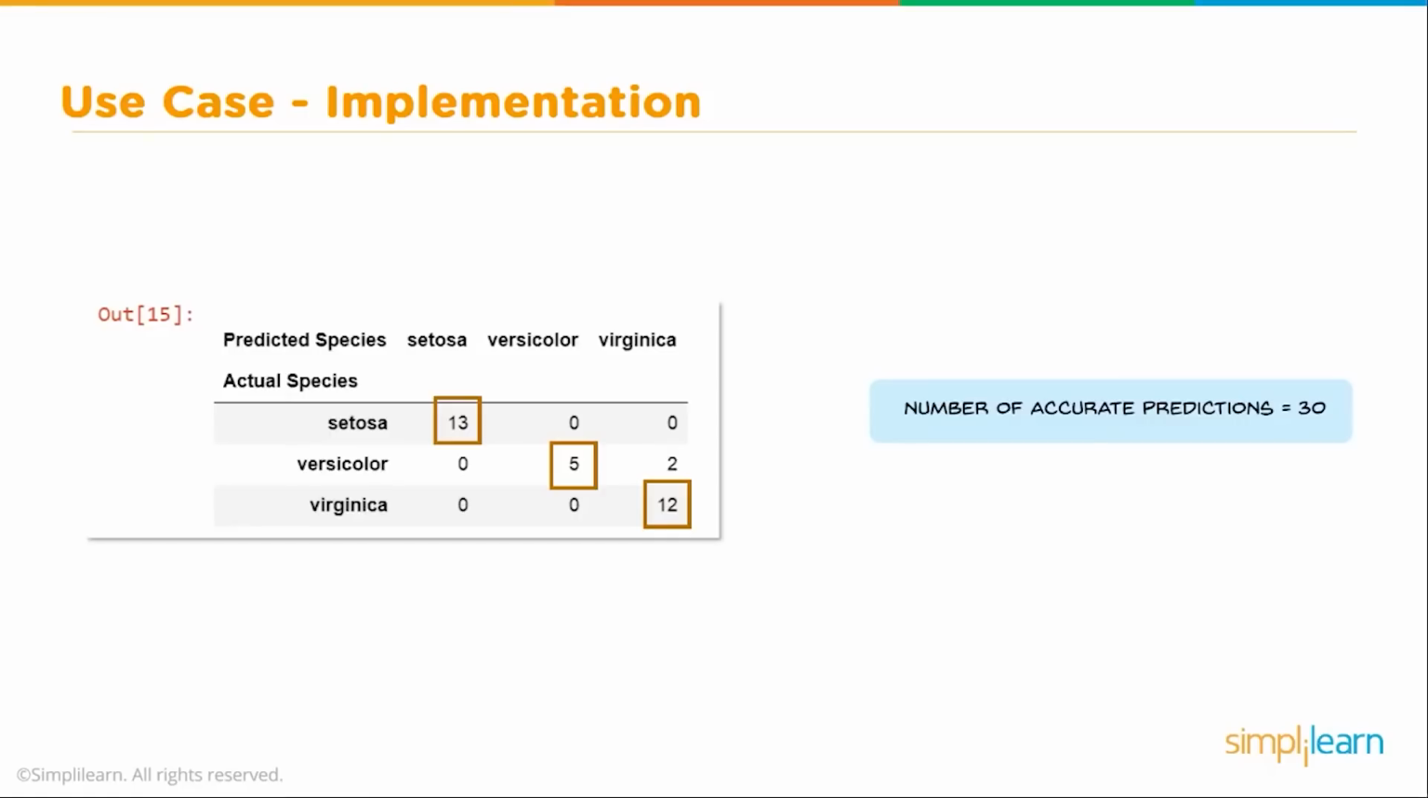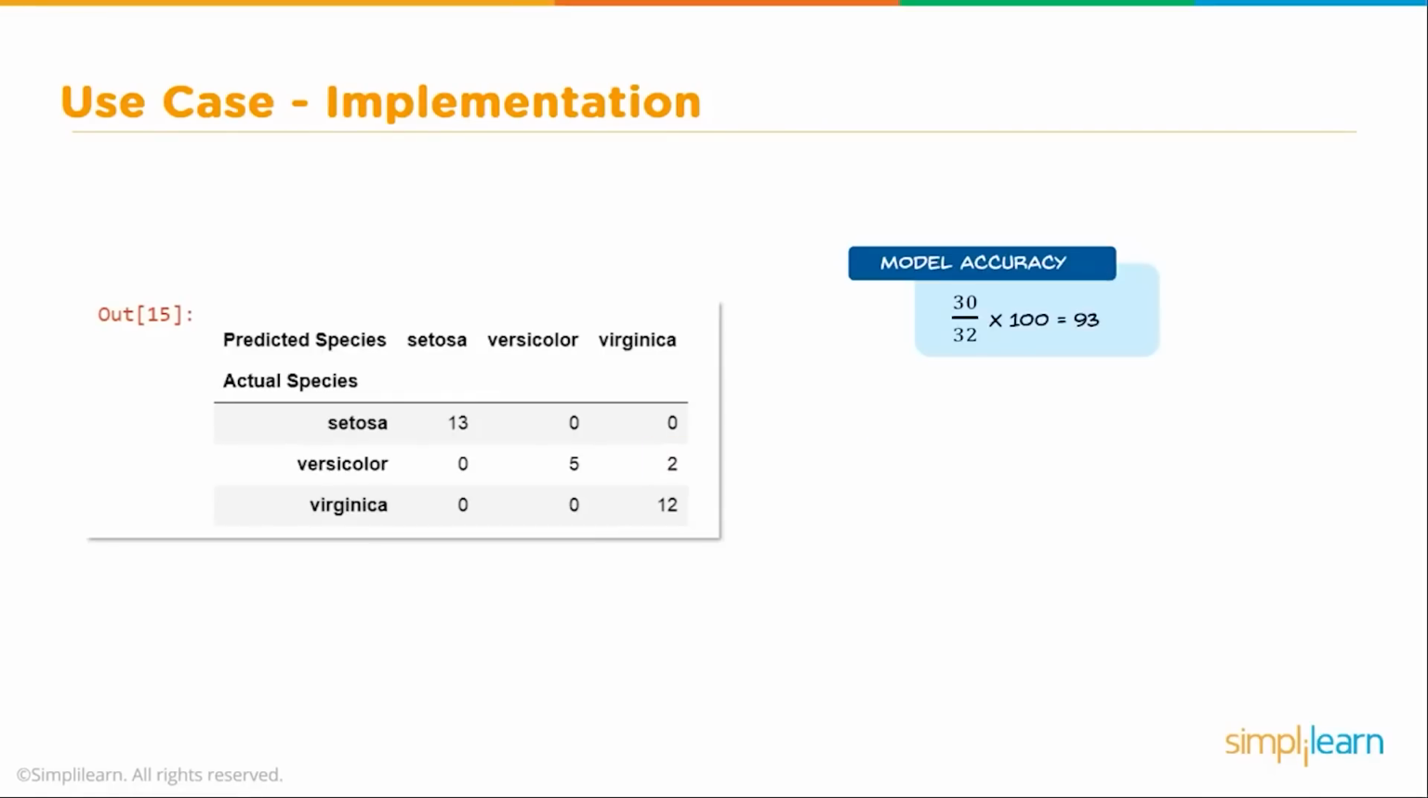In this case, it equals 30. If you add 13 plus 5 plus 12, you get 30. And then we notice here where it says Virginica, but it was supposed to be Versicolor. This is inaccurate. So now we have two inaccurate predictions and 30 accurate predictions. So we'll say that the model accuracy is 93. That's just 30 divided by 32. And if we multiply it by 100, we can say that it is 93% accurate. So we have a 93% accuracy with our model.